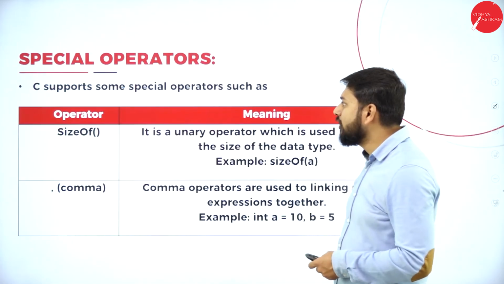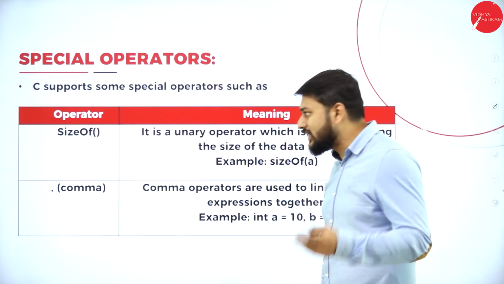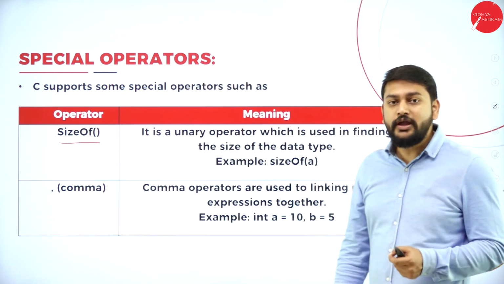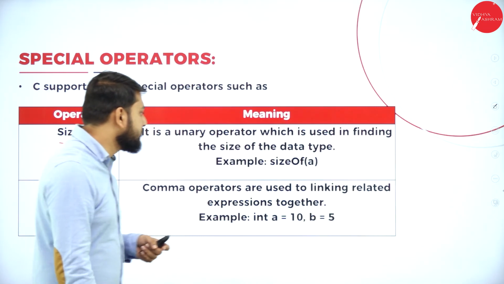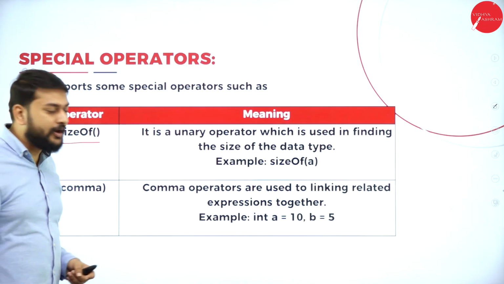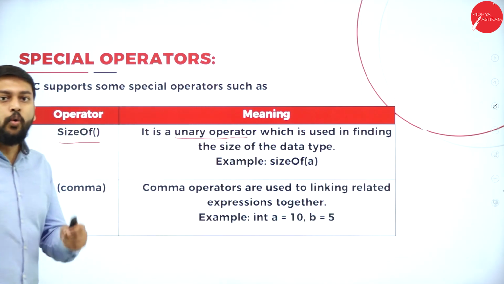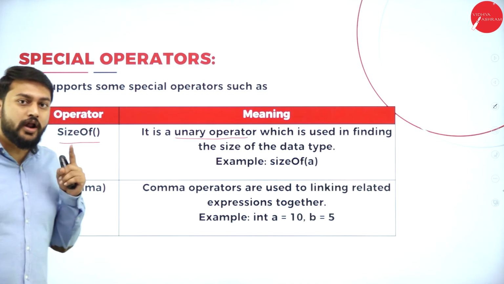So moving forward with the special operators, I have 2 special operators. One is the sizeof operator. What is the sizeof operator? I will be knowing the size of any variable. So please understand, it is a unary operator. Unary, in the sense, is a very important word that you need to understand: only one variable. That is what I call unary.